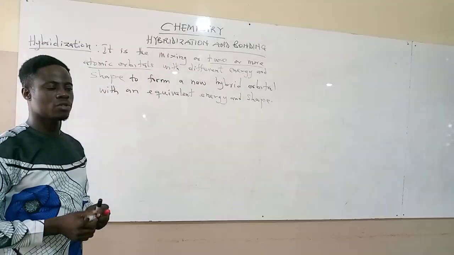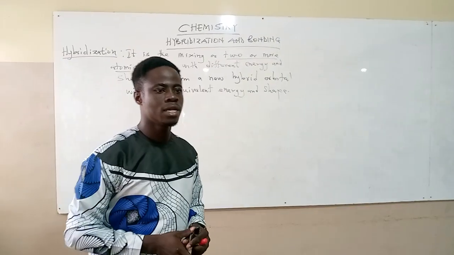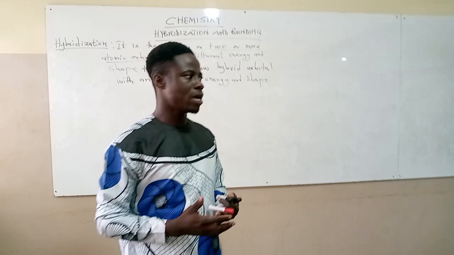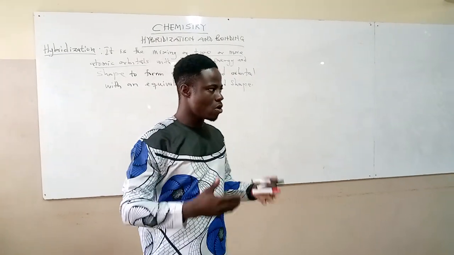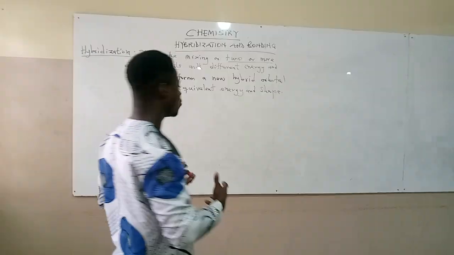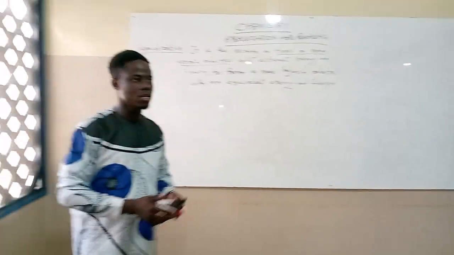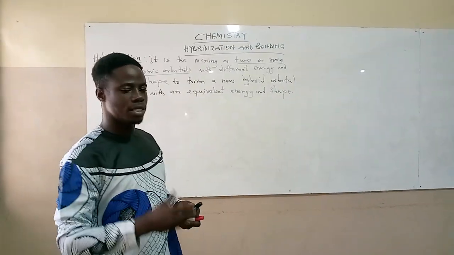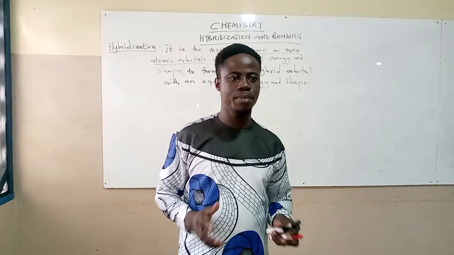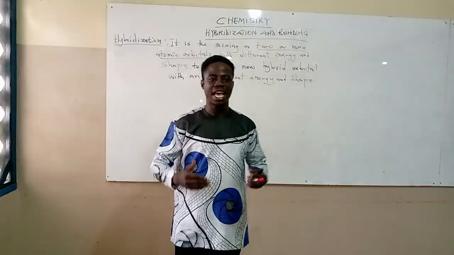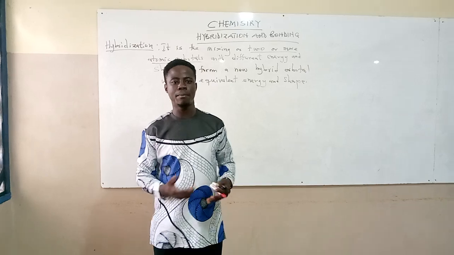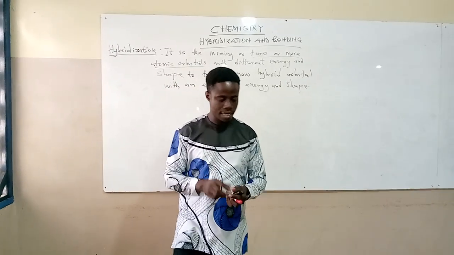We shall look at what we mean by atomic orbitals. When we say atomic orbitals, we are referring to an atom. An atomic orbital, or an orbital, is a volume of space in which there is a higher possibility, or a higher probability, of finding an electron.